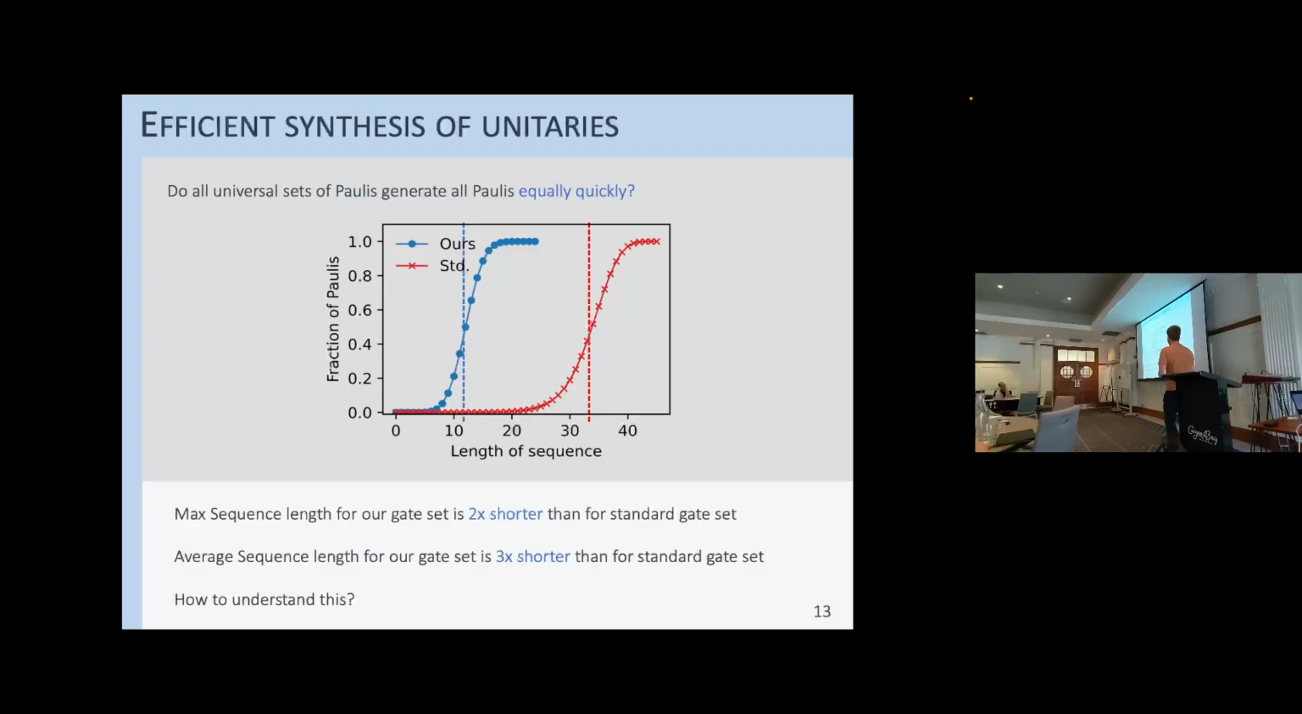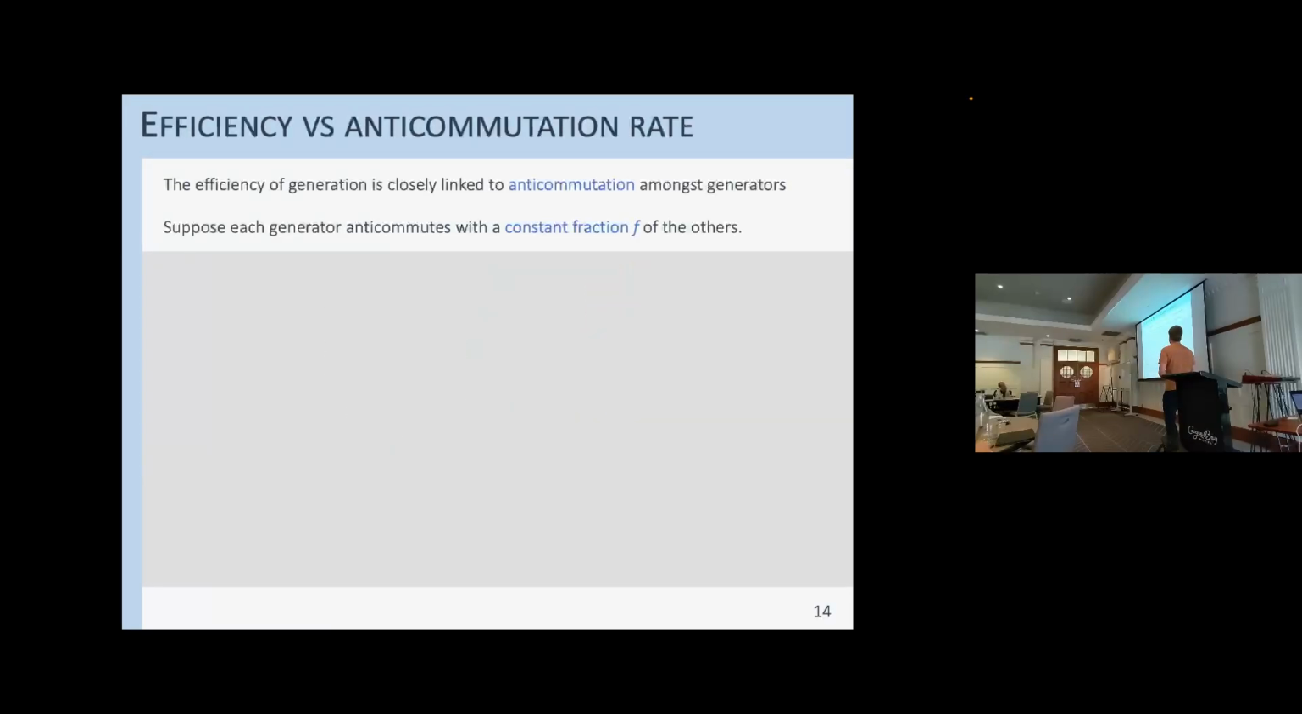So how do we understand, given some universal gate set, how quickly it's going to generate all polys? And how can we maybe optimize this property? And so you can give a quick combinatoric argument for this. What I want to show is that the efficiency of generation is linked to how many of your generators anti-commute with each other. So I have some initial set of polys, and I want to suppose that each generator anti-commutes with a constant fraction f of the others.